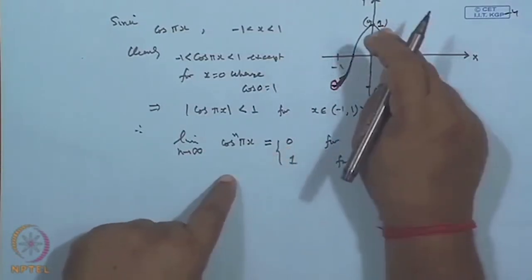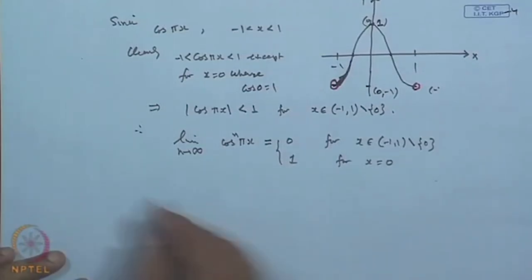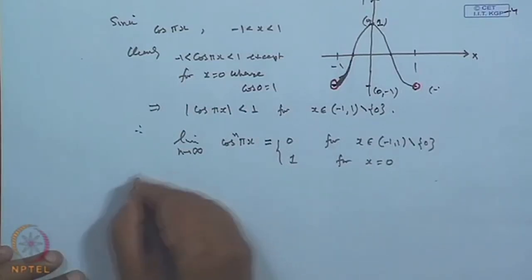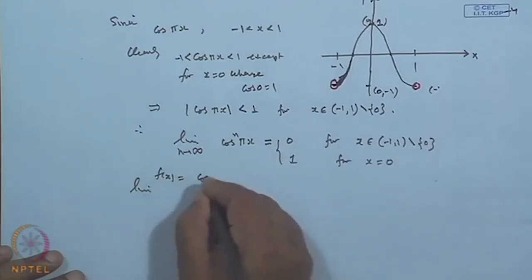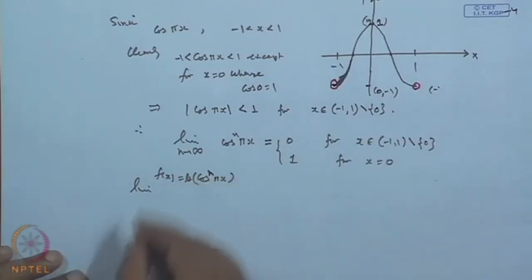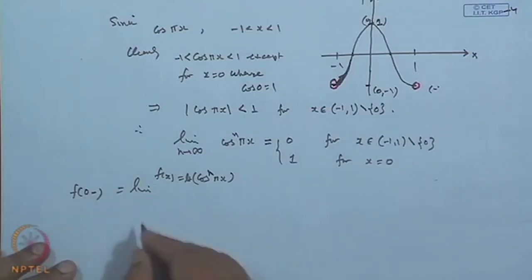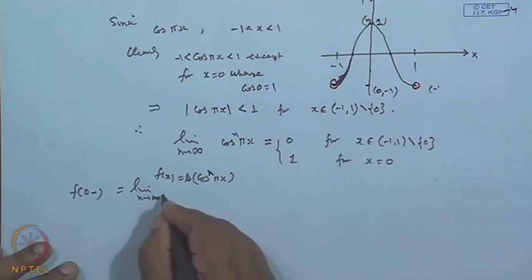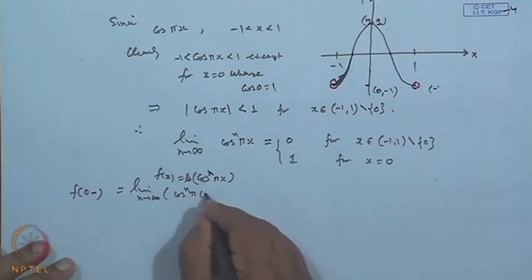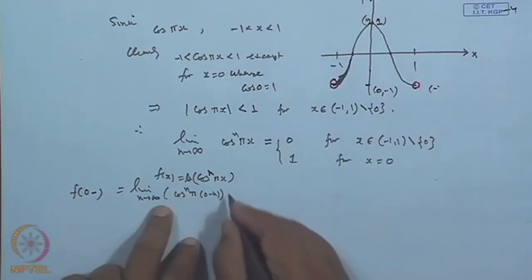So, throughout this function attains the value 0. Okay, the function is a very smooth function. It is continuous except at the point 0. Because what happens is, when you take the left hand limit of this function f x, which is the limit of cosine pi x to the power n, that is, when you take f at 0 minus, the left hand side point, it means the limit of cos n pi (0 minus h). Just take 0 minus h, and then this number will be less than 1 in mod. So, this will be 0.